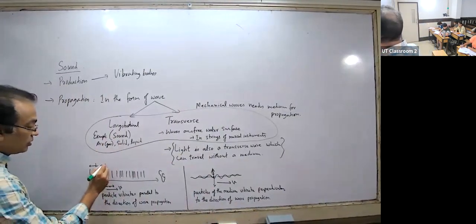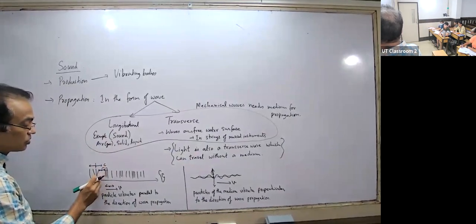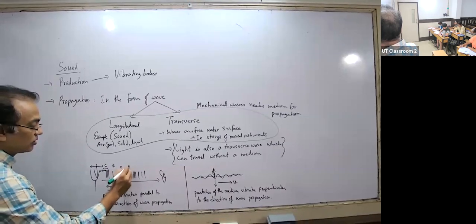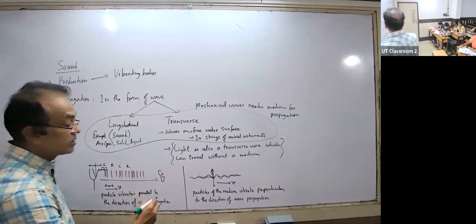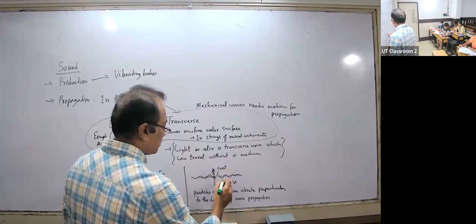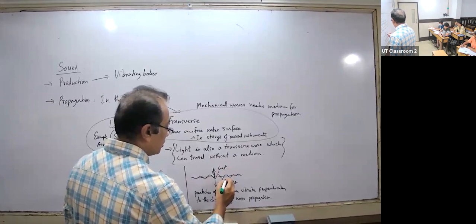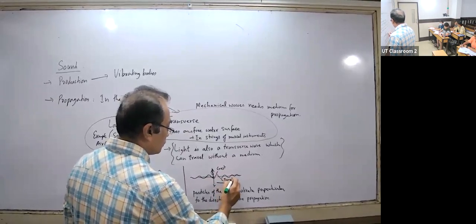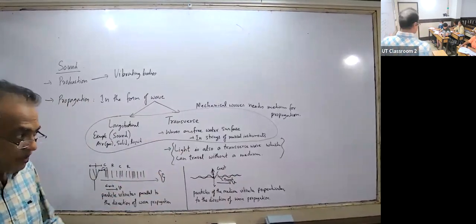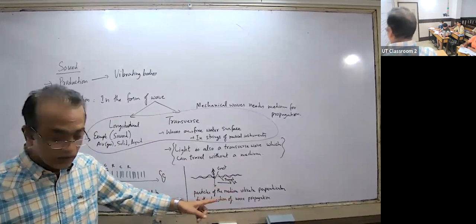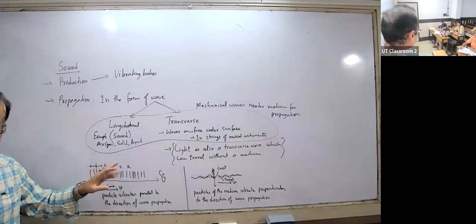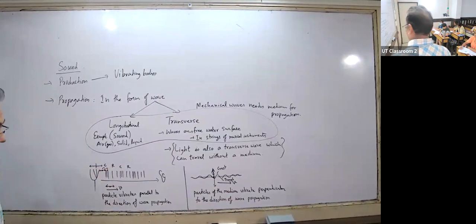These are where the particles come close, they are called compression. Then you have rarefaction. Then you have compression, rarefaction. In this case, you have crest. The upper one is called crest. The valley is called trough. So in case of transverse wave, the wave propagates in the form of a series of crests and troughs. In case of longitudinal wave, the wave propagates in the form of a series of compressions and rarefactions. This is the major difference.